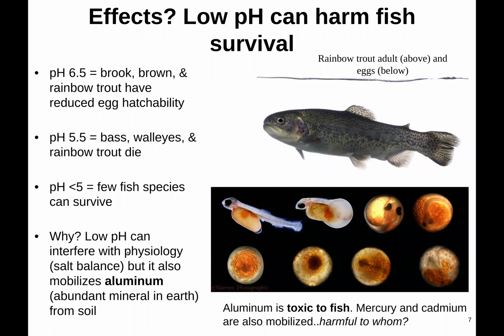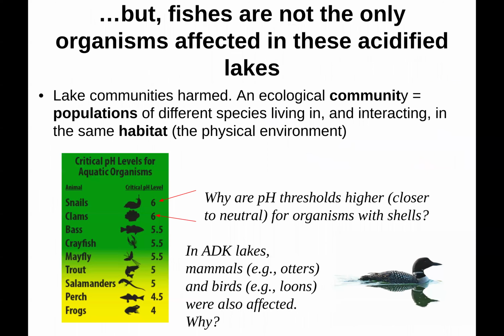And so you liberate mercury and cadmium by acidifying the soils in these rivers, lakes, and ponds. And those are our fish, and that's important economically for the area, and touristy things and things like that. But fish aren't the only ones that are affected. So we can look at these lake communities as a whole.